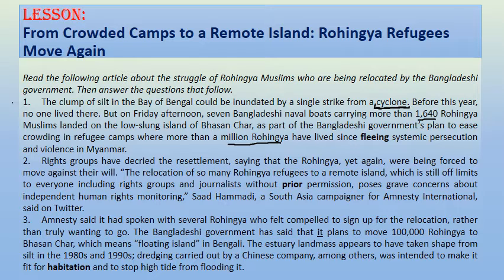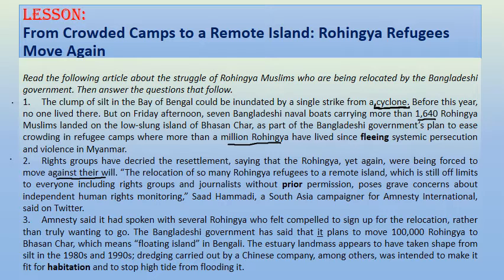Paragraph 2: Rights groups have decried the resettlement, meaning they are opposed to it, saying that the Rohingya yet again were being forced to move against their will. Okay, in Bangladesh, they were put in certain refugee camps, and after that, the Bangladeshi government felt that those camps were overcrowded and decided to move them to this remote and unsafe island of Bhasan Char.